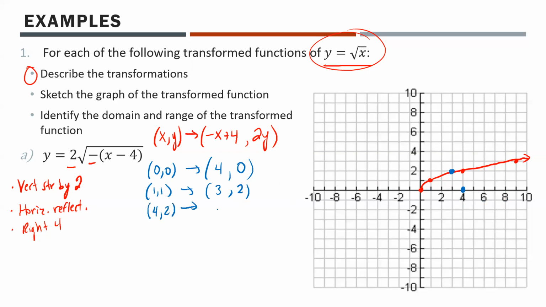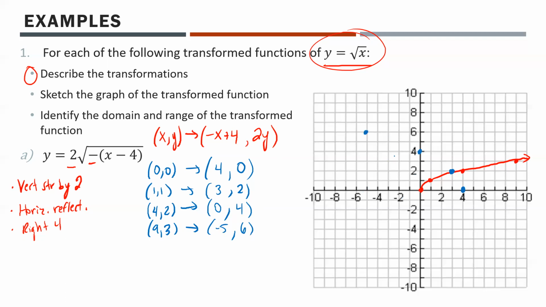That's going to be -4 plus 4. That's 0. 2 times 2 is 4. So we have 0, 4. There we go. And then the last point I can plug in here is 9, 3. -9 plus 4, well, that'd be -5. And then 3 times 2, of course, is 6. So -5, 6. Awesome.